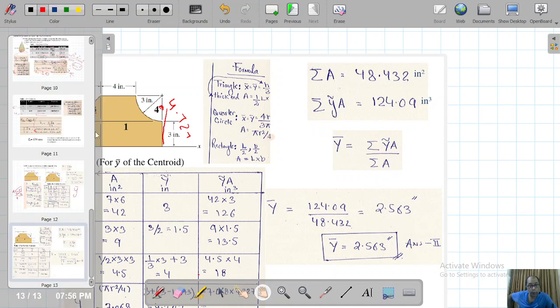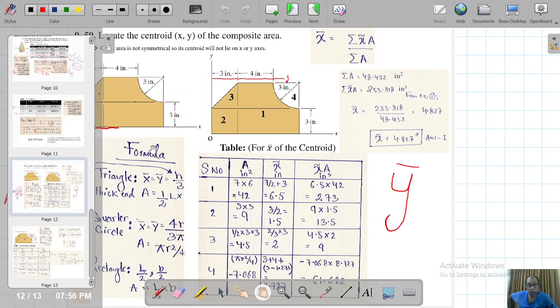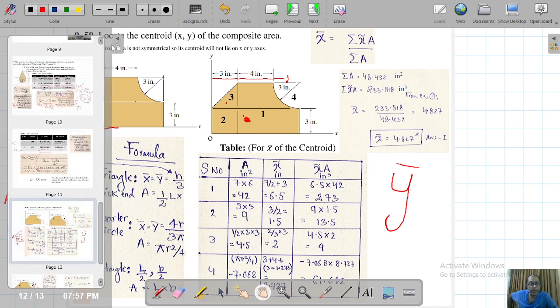And if you look at it, what will be the centroid along the x bar? It was 4.827 inch. So if you look at it, 4 point something here and 2 point something, the centroid will be somewhere here, approximately. Okay, so this is how you calculate the centroids of various segments of composite areas.